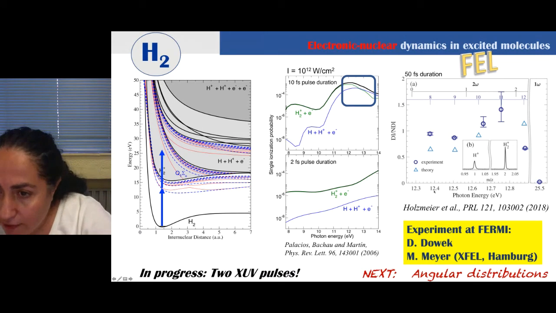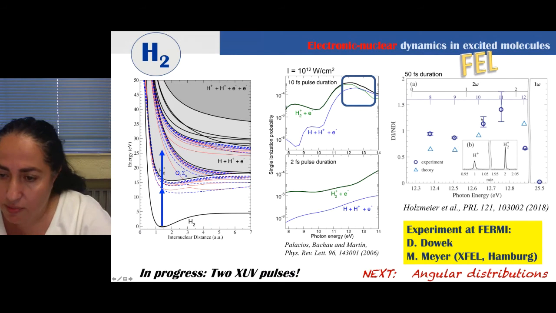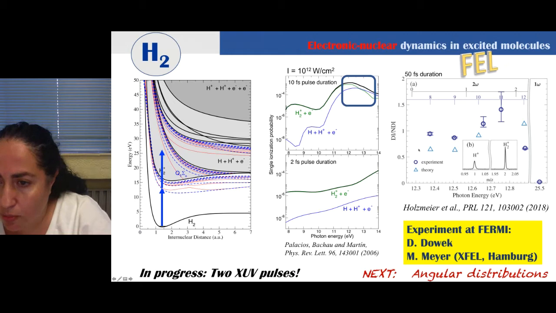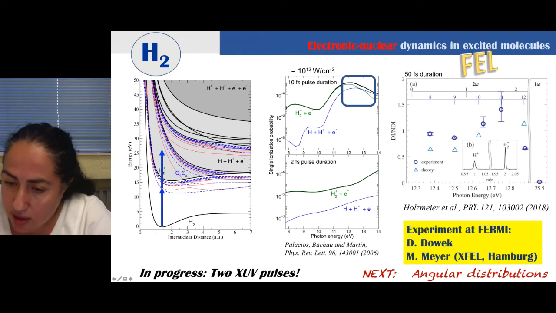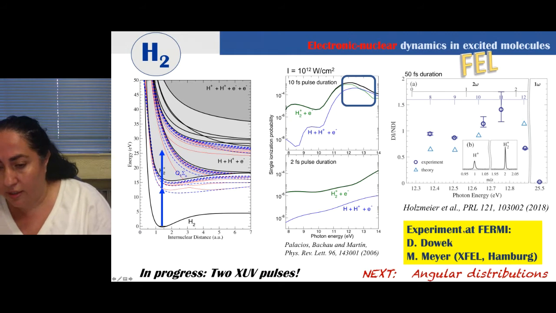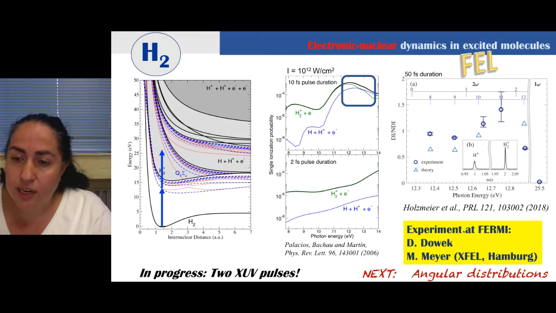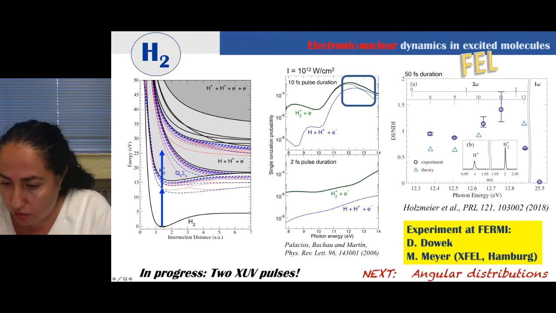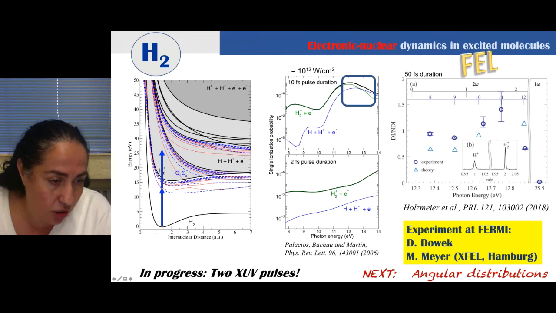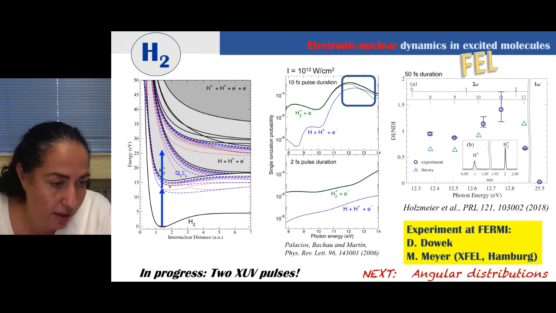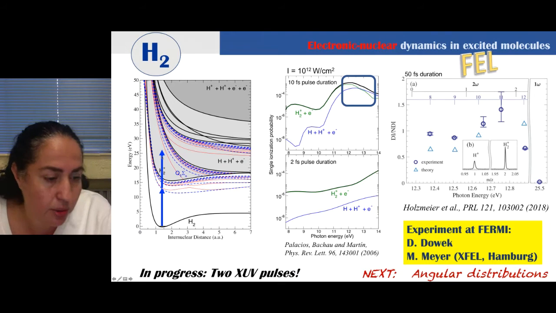And just a few years ago, free electron lasers, in particular an experiment performed at FERMI, demonstrated that this was possible, and we could obtain this relative ratio between dissociative and non-dissociative in an experiment led by Daniele Dowek and Michael Meyer. And now we are working further in trying to explore, as we did in the case of atoms, the angular distributions, and trying to explore more information of this coupled electron-nuclear motion and how these time scales are reflected in the final observables.